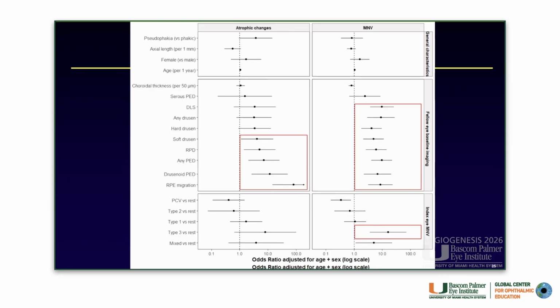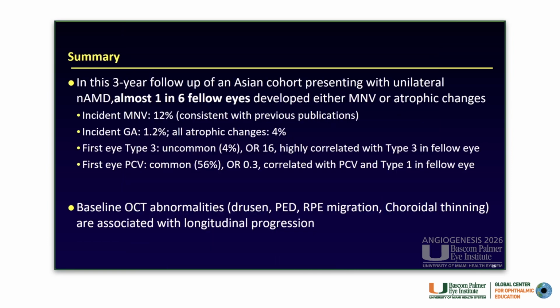So those were univariate analyses, and here are the forest plots showing you the age and gender adjusted, highlighting the baseline OCT features are highly useful. So these are the summary. MNV developed in 12% and GA developed in 1.2% in the fellow eyes over 3 years.